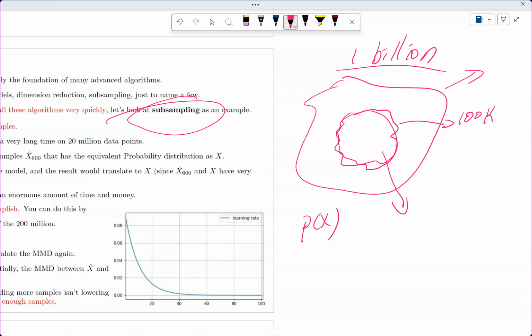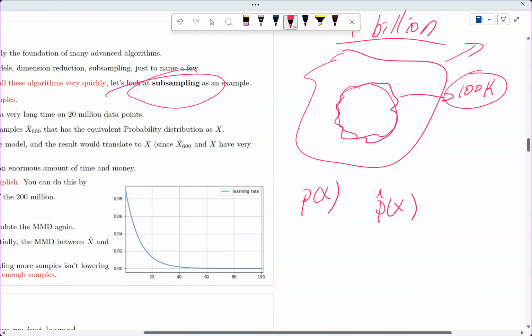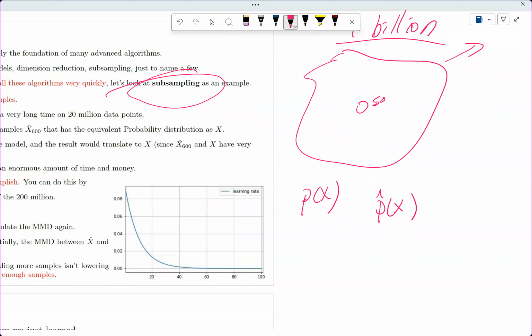And we're going to call this P hat of X. So this is the total population. This right here is the subset. And if you simply pick a subset, let's start with 500 samples, right? So if you do 500 samples, you're going to get some kind of distance. And then if you increase 500 to 1,000, you're going to get another distance. You increase it to 3,000, you're going to get a distance.